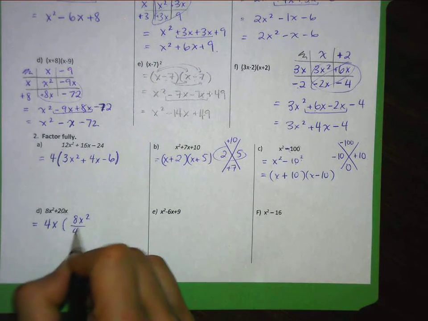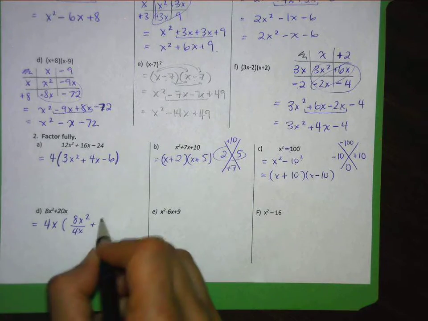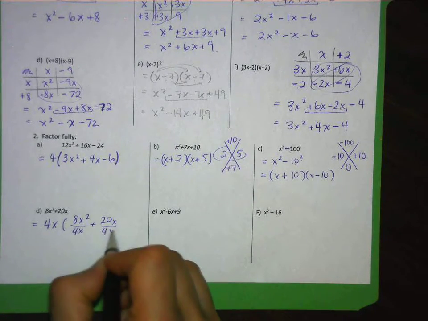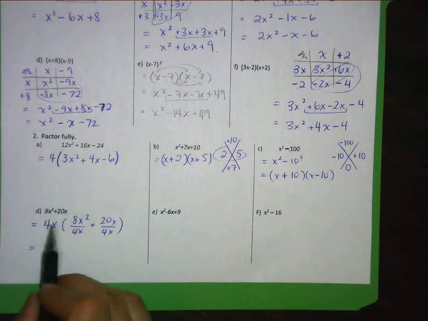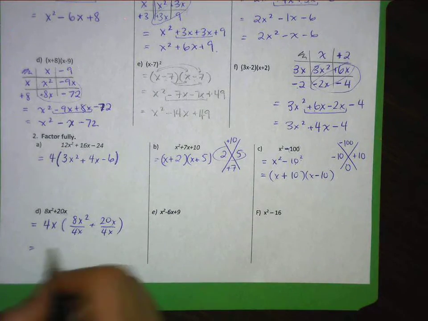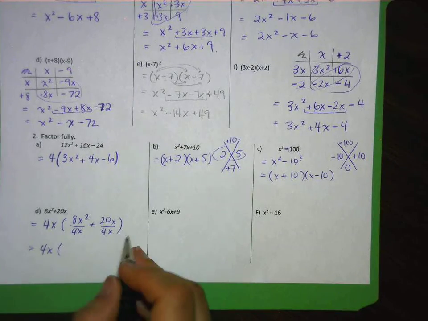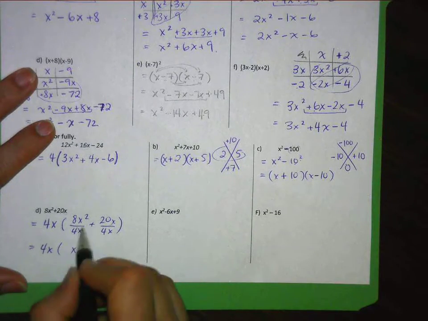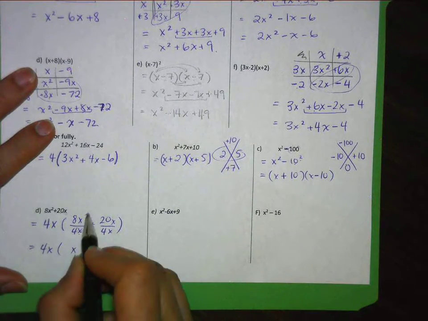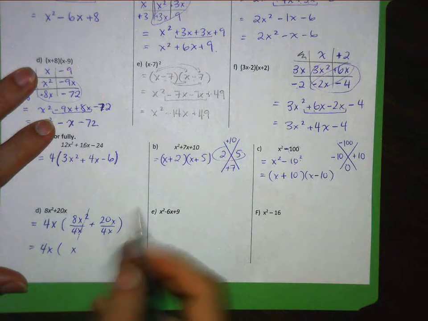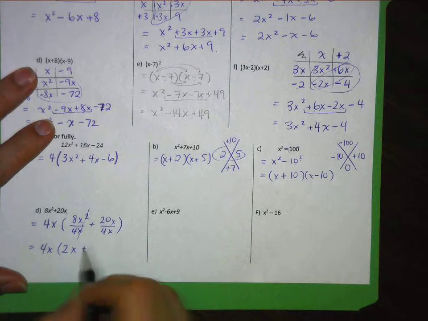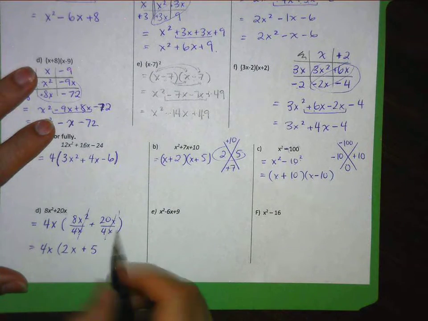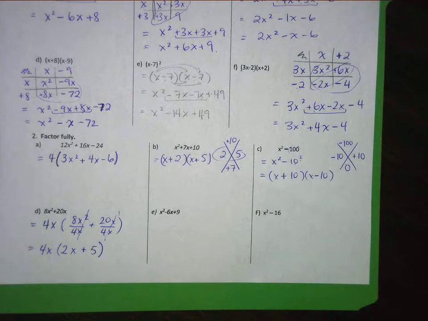So what I'm doing is dividing each term by whatever I put out in front. Because if I multiply and divide by the same thing, it's like I haven't changed it. So now x squared divided by x is just going to take away the square. And 8 divided by 4 is 2. This is positive. 20 divided by 4 is 5, but x divided by x, that's gone. And there we go. That is fully factored.